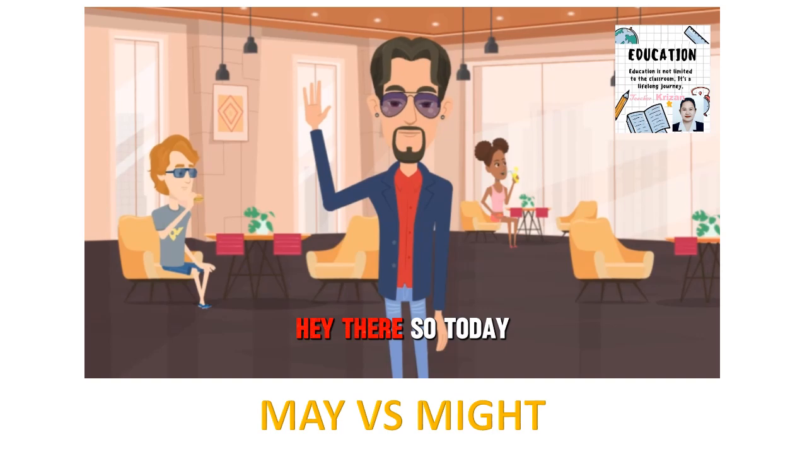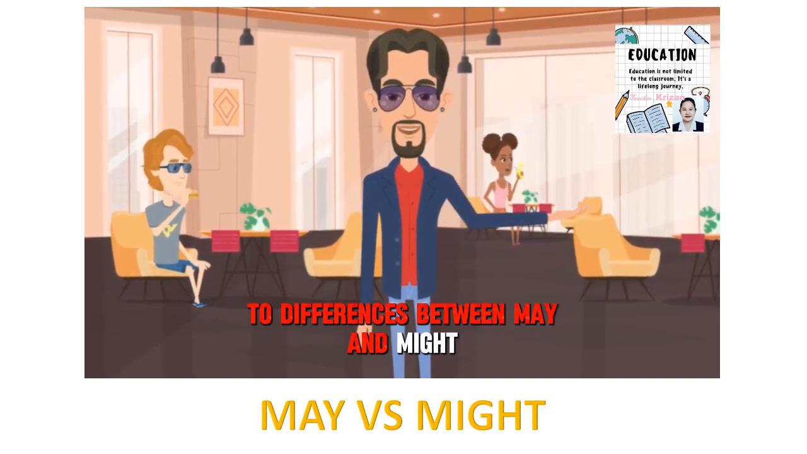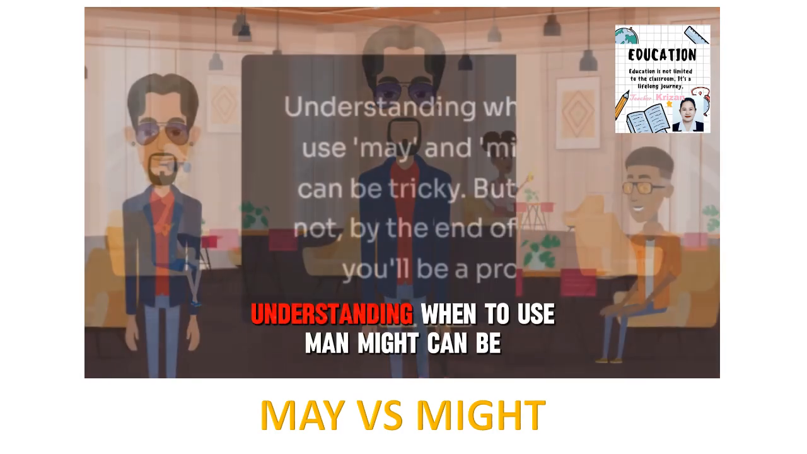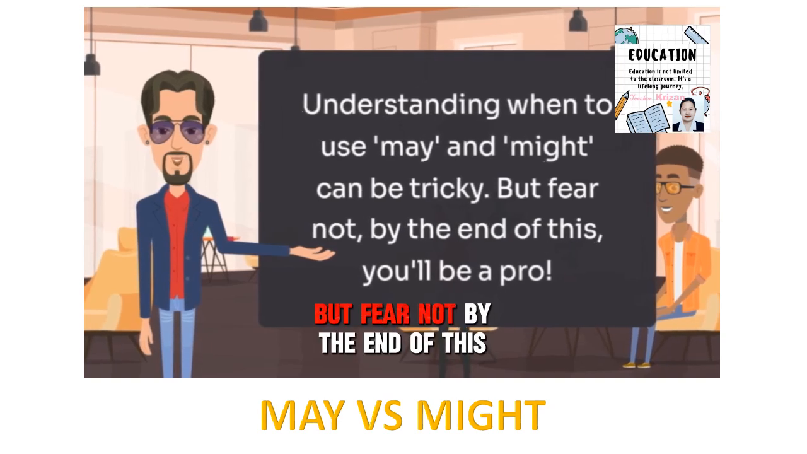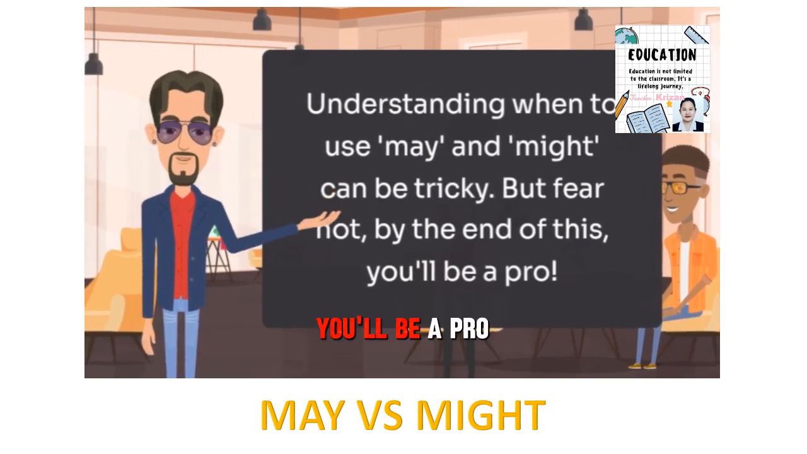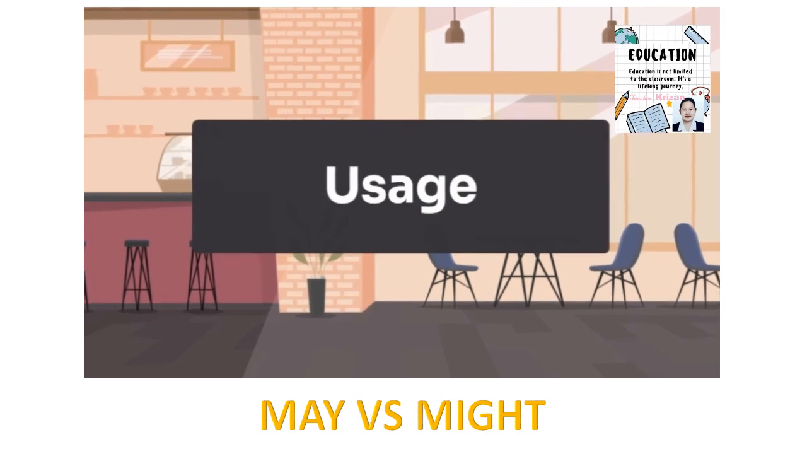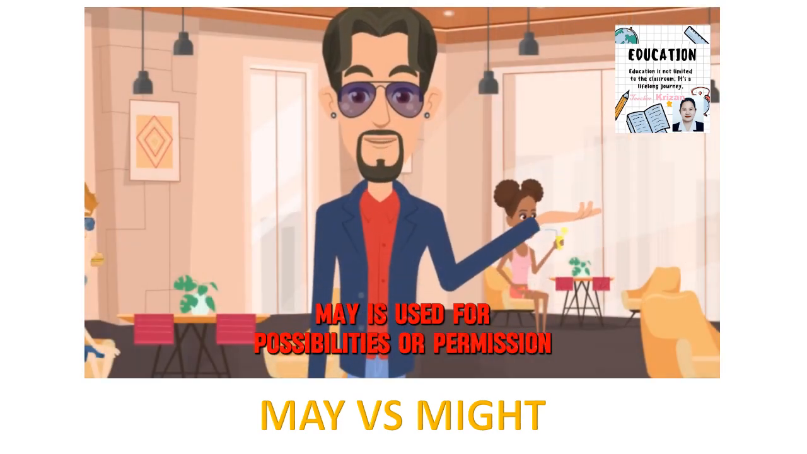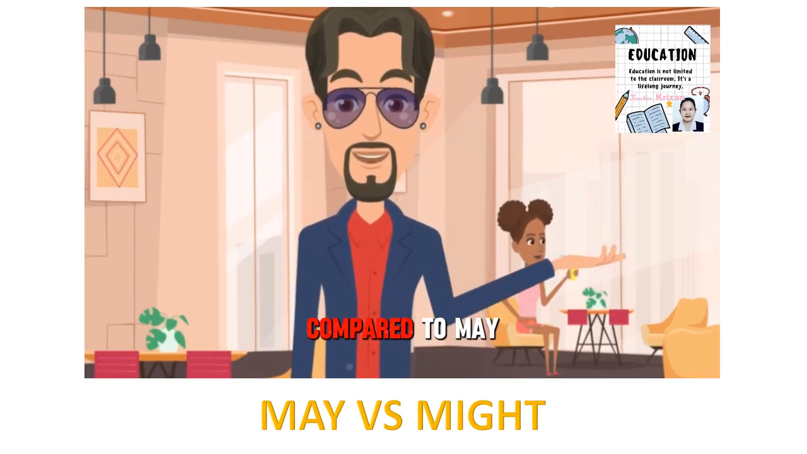Hey there. So, today we're diving into the nuanced differences between may and might. Let's clear up the confusion. Understanding when to use may and might can be tricky. But fear not, by the end of this, you'll be a pro. May is used for possibilities or permission. Might expresses a greater sense of uncertainty compared to may.